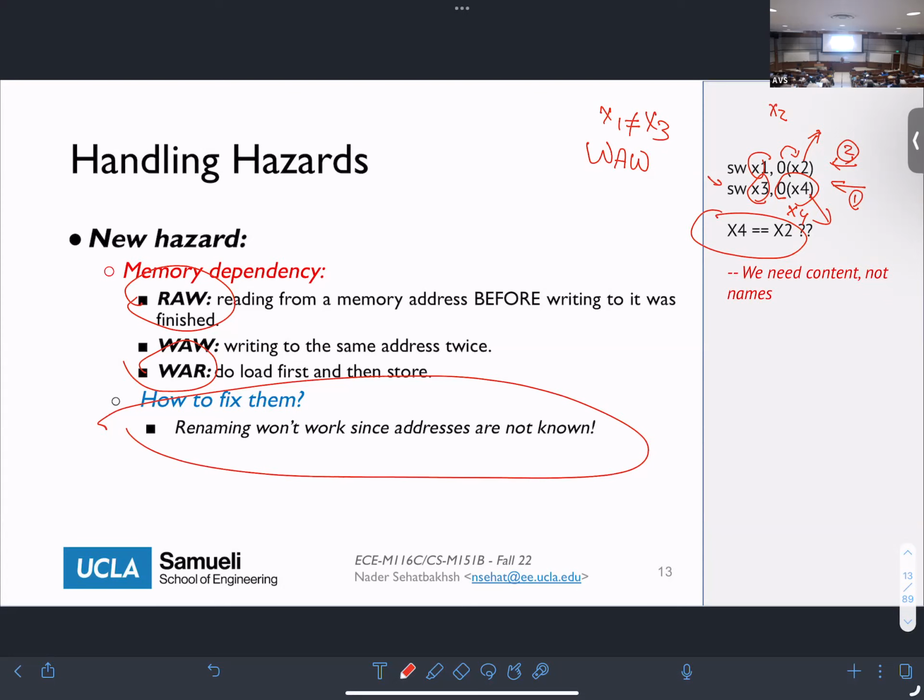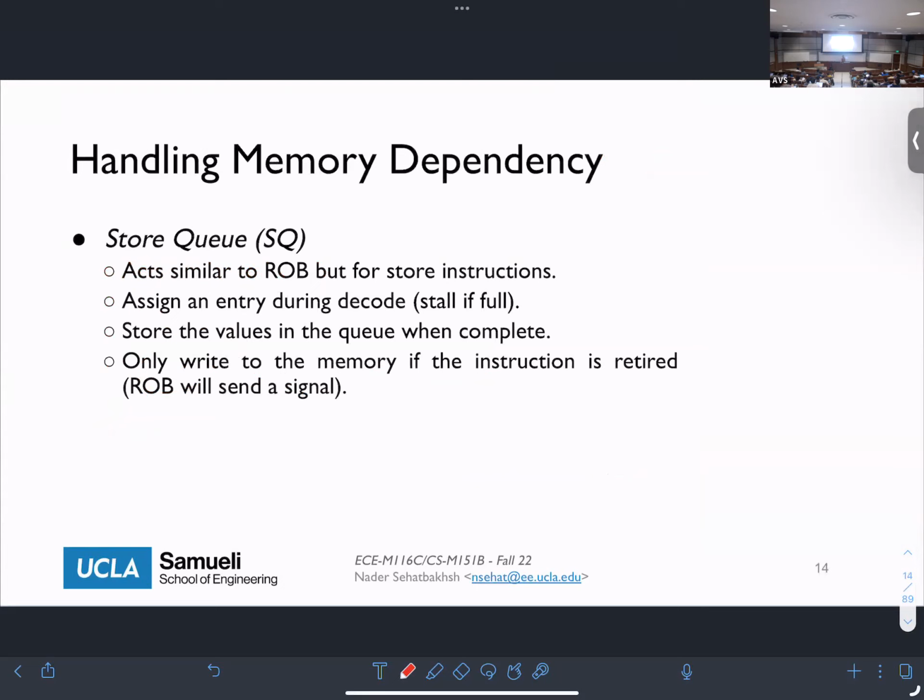Okay. So what are we doing to fix this? We're going to introduce the notion of what we call a store queue. The store queue is literally a queue, think about it as similar to the ROB, but for store instructions. So whenever we have a store, instead of directly writing it to my memory, I'm going to write it into this store queue.